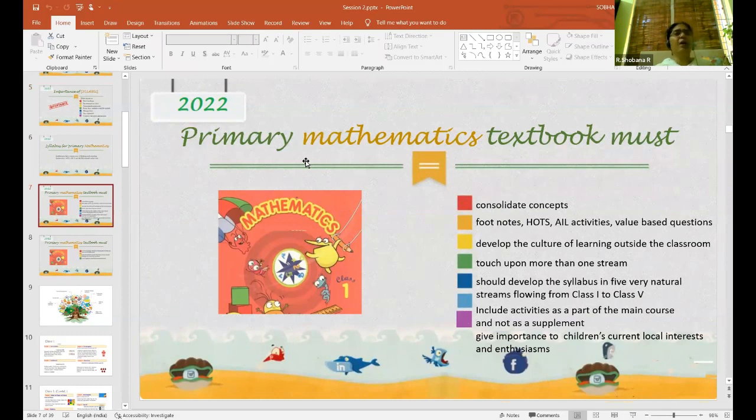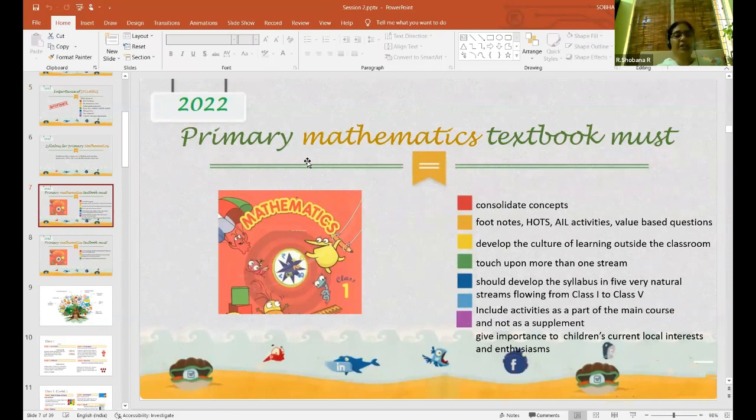Supposing it discusses large numbers, for example, 4-digit numbers. It should say where the children can spot 4-digit numbers. Of course, on all automobiles, behind the number plates, they can see 4-digit numbers. So it can say, spot 10 vehicles in your neighborhood and write the numbers. So the children will be aware of where 4-digit numbers are being used on an everyday basis.